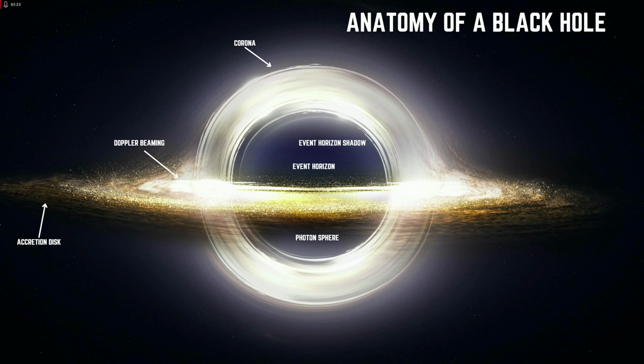This is called a photon sphere, and they are the thin rings of light appearing at the edge of the event horizon shadow. And this is the singularity, which is a theoretical point at the very center of a black hole where matter is crushed into infinite density.